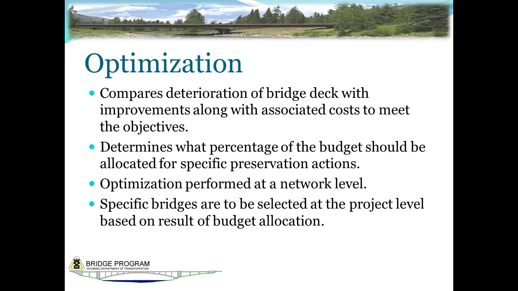Optimization usually compares deterioration with improvement along with associated cost to achieve its objectives. And it determines what percentage of budget should be allocated for specific preservation actions. And it is done at network level, and specific bridges are to be selected at project level using the result of budget allocation.